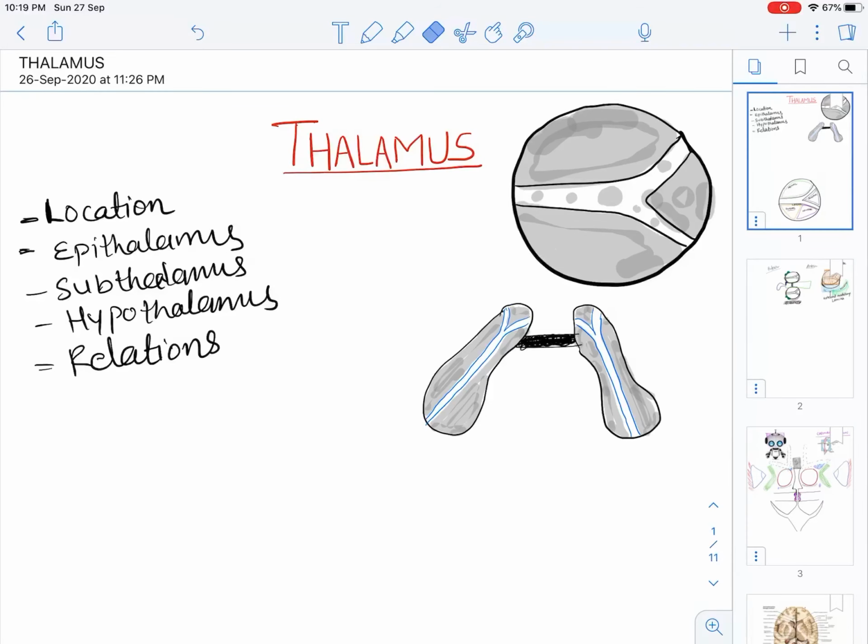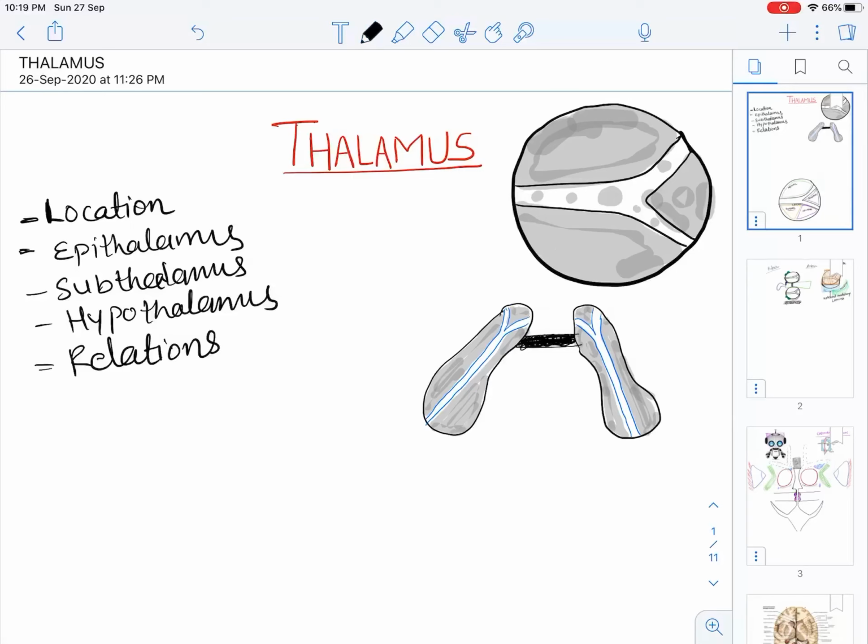Hello friends, in this video we are going to see about thalamus. So what is thalamus? Thalamus is a gray matter body situated inside the brain. We have seen previously, we started from the structure of a neuron, then we saw the cortical layers, then the white matter fibers, and now what we are going to see is thalamus. Thalamus is one of the gray matter masses in the brain.